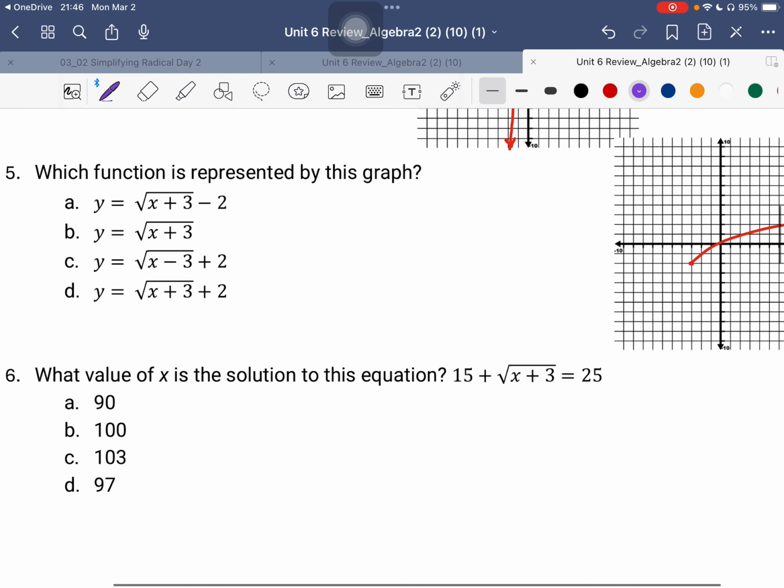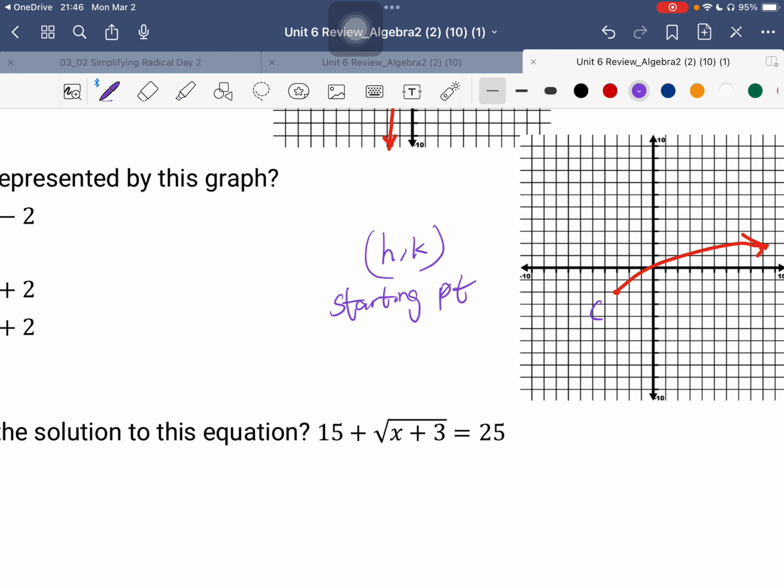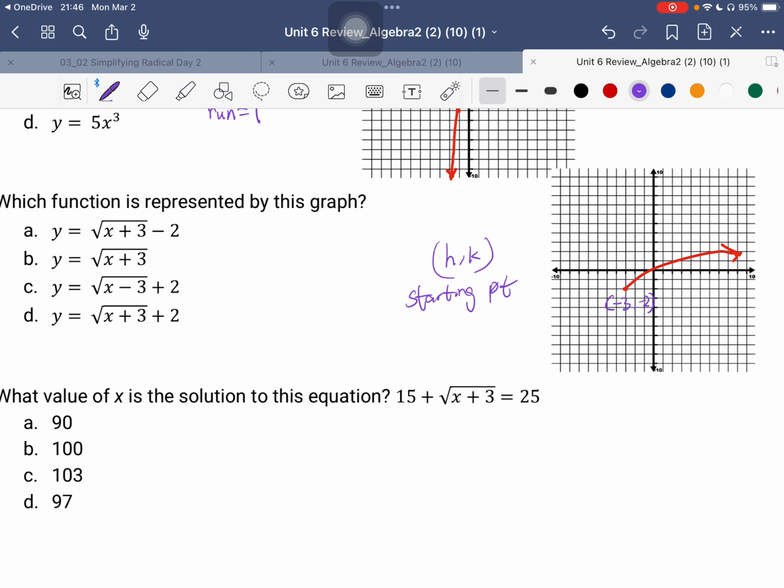And then question 5. For a radical function, radical graph, your (h, k) is the starting point. So for this question, the starting point is (-3, -2). Okay. And I know h will be the opposite, so the -3 will be opposite. So when it becomes inside the house, it'll be x plus 3. The -3 will be plus 3. And the k stays the same, so -2.